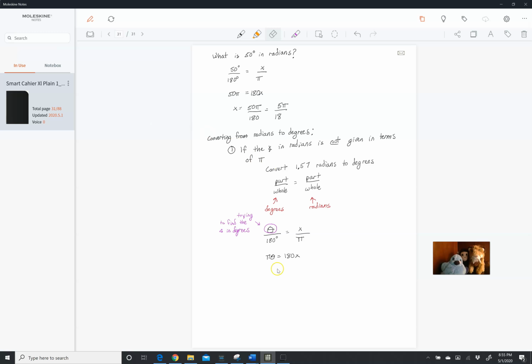Okay, so now instead of dividing both sides by 180, because we know x, we're going to divide both sides by pi. Okay, that's going to cross this out, leave theta by itself. So notice what is happening here. Instead of multiplying the angle by pi over 180, we're multiplying the angle by 180 over pi.